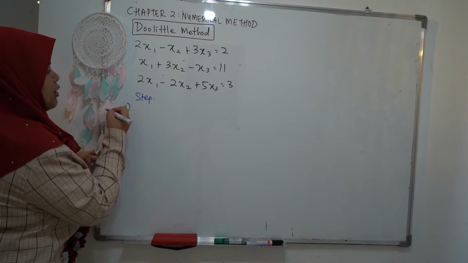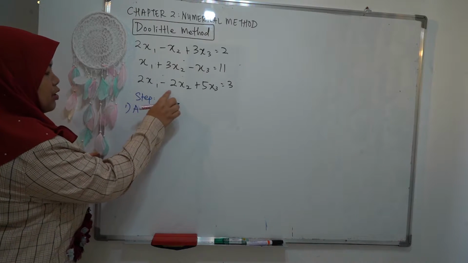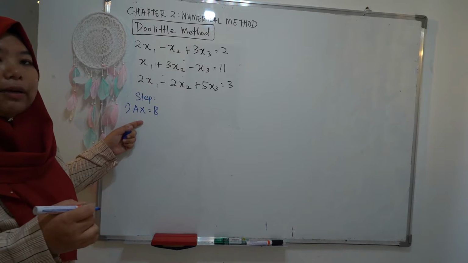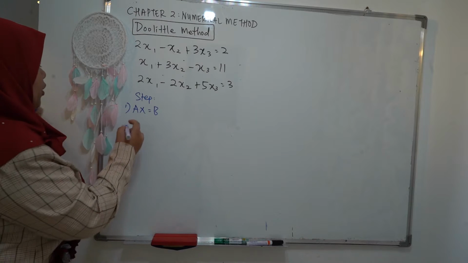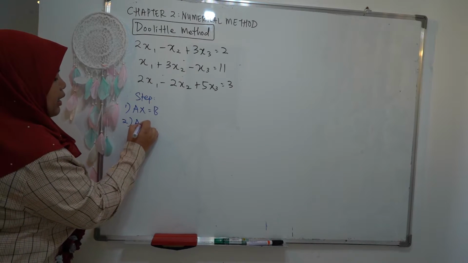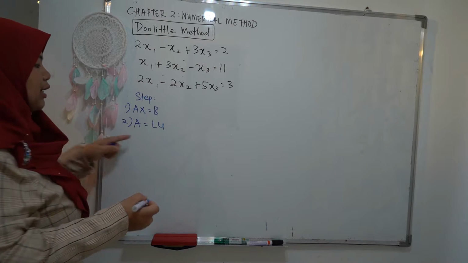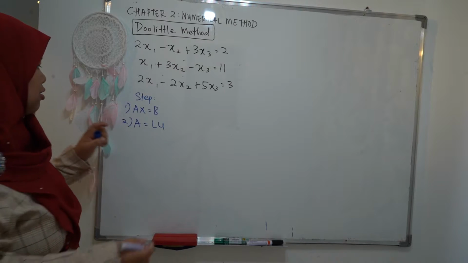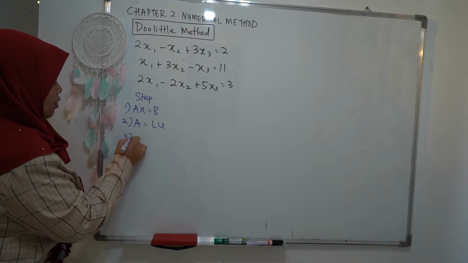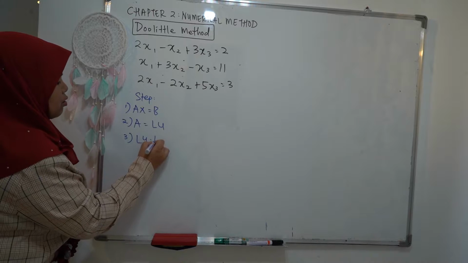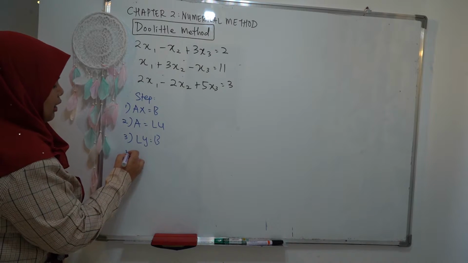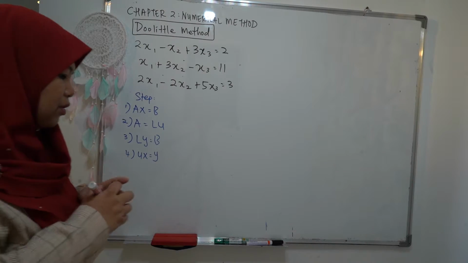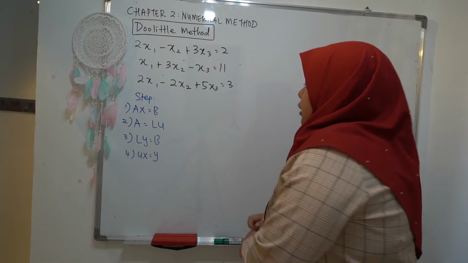The first step is to convert the equation into AX equal to B. The first step is the same as in the Gaussian elimination method. The second step, A equal to LU, where L stands for the lower matrix and U stands for the upper matrix. The third step, LY equal to B. The last step is UX equal to Y. So I start with the first step.